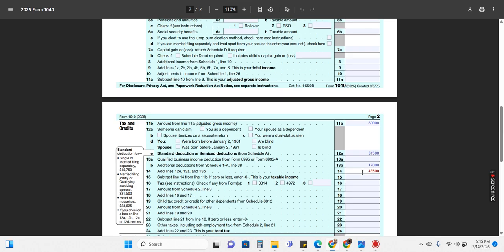I hope you understood how you can fill out Schedule 1A, which is the new schedule this year, and it runs up to the 2029 or 2030 tax year. It's not confirmed yet.